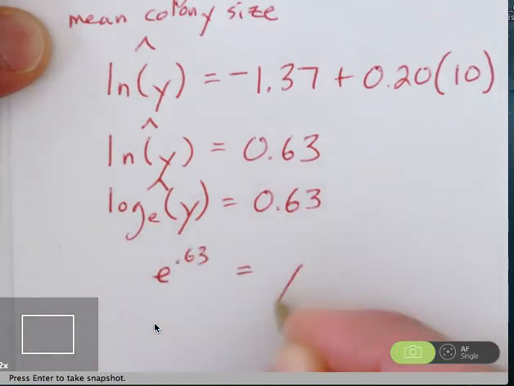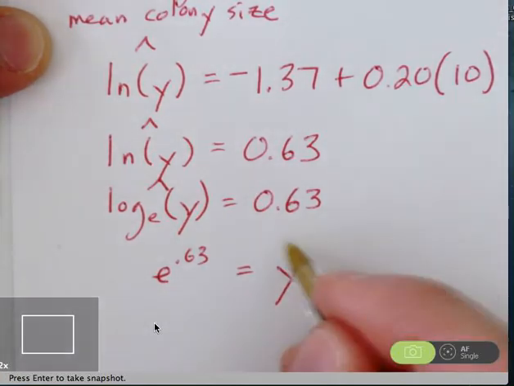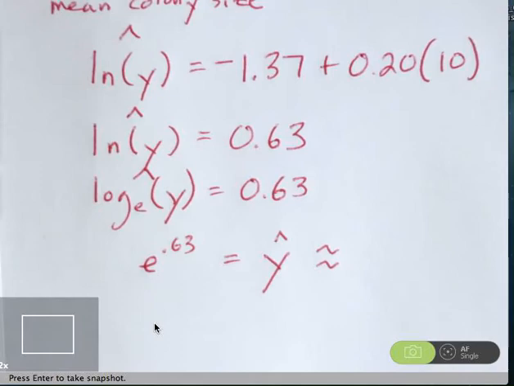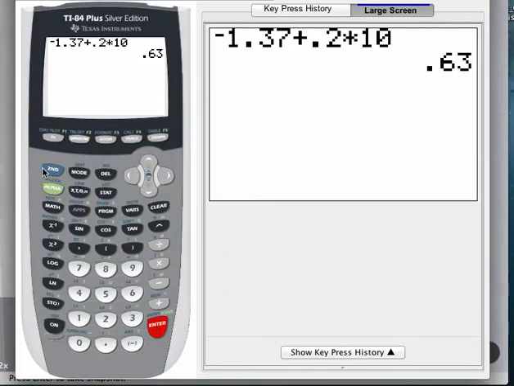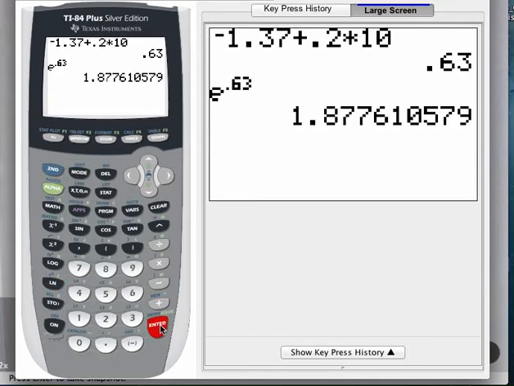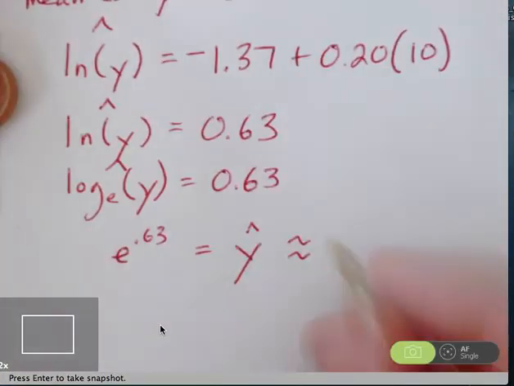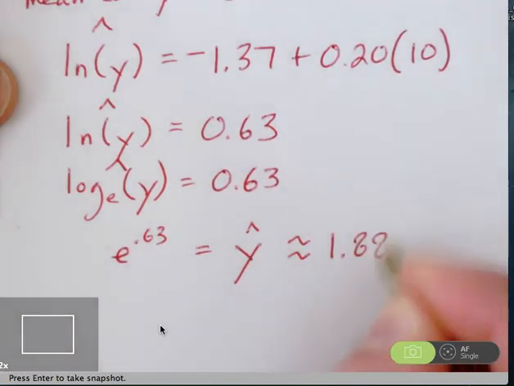That should equal my value of y, in this case my predicted y value. So we will take e to the power 0.63, and that will make our prediction for us. Second natural log button, put in 0.63. And there's our prediction. It looks like about 1.88. I don't know the units that they're using for average colony size here, so we'll just leave it as 1.88 for our prediction. There you go.